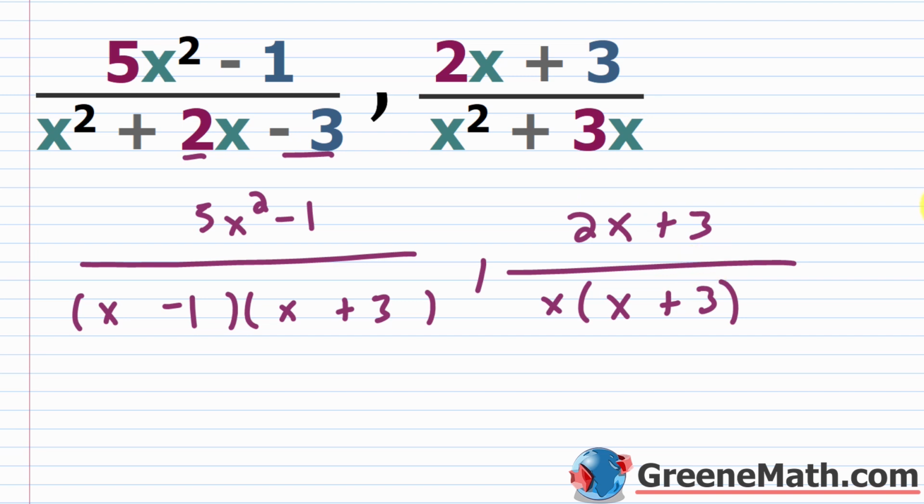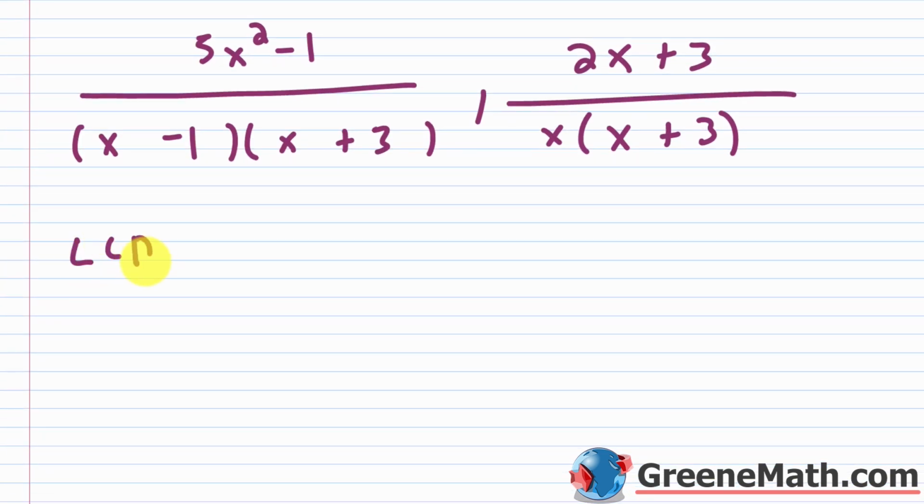Let's just think about the denominators now. So when I build my LCD, again, just go with each factor. So x minus 1 is going to go in there. And then x plus 3 is going to go in there. And then x is going to go in there. And I'll reorder this in a second.